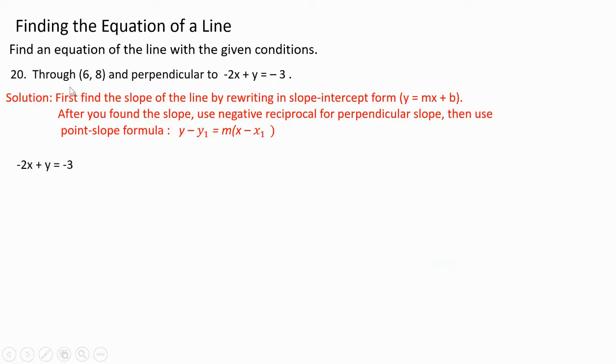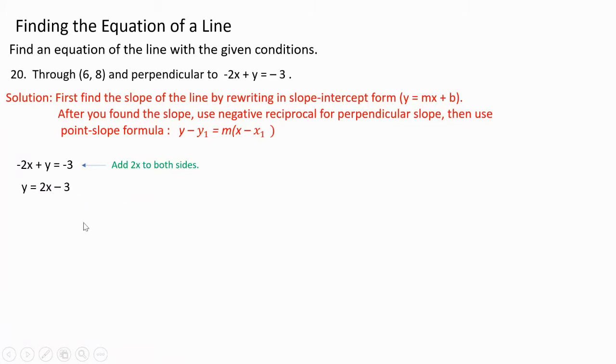Okay, now. So solution. First, find the slope of the line by rewriting it in slope-intercept form, right? So I want to rewrite negative 2x plus y equals negative 3 in slope-intercept form. That way I can get my m, which is the slope. After you find the slope, use the negative reciprocal for the perpendicular slope. Then use the point-slope formula, or the one that I just showed you, b equals y minus mx. So first, I need to solve for y, right? Have y equals something, mx plus b.